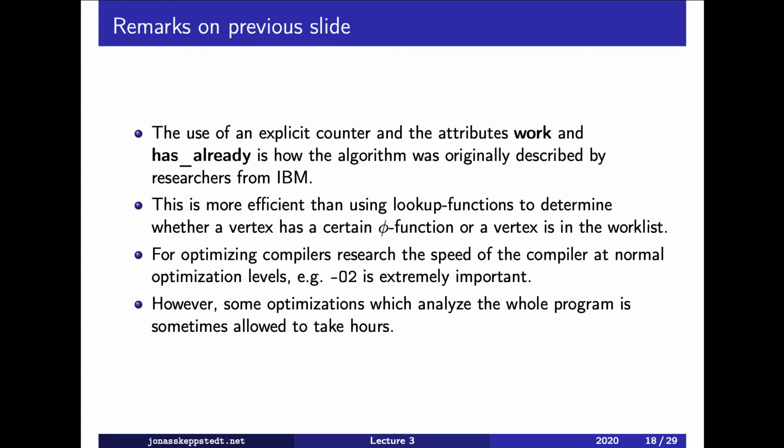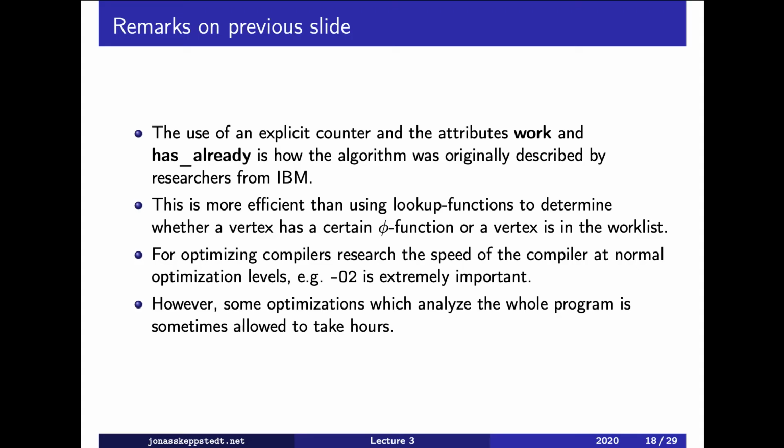Okay, so using this explicit counter, iteration, and the attributes work and has already, is how the algorithm was originally presented by the researchers at IBM in 1991 in the journal article. So this is much more efficient than using some kind of search or lookup function to determine whether we need to perform these operations.